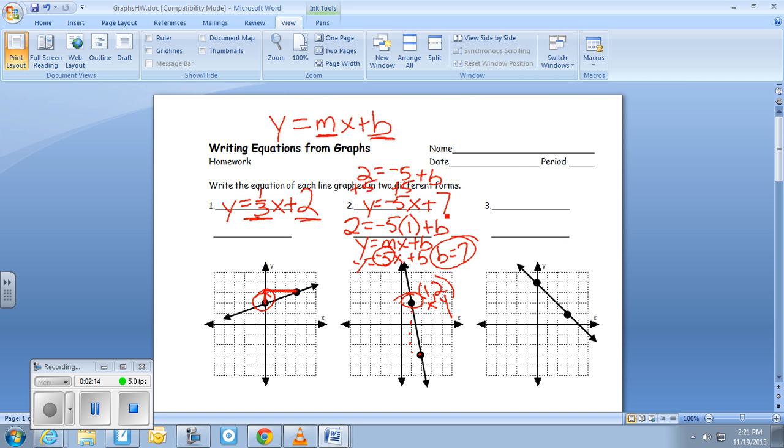Number 3, I know my y-intercept and I know my slope, rise over run. I know it's a negative slope. Going down 1, 2, 3, over 1, 2, 3. So 3 over 3 is 1. So negative 1x, 1, 2, 3, 4, plus 4 for my y-intercept. I can't rewrite it without the negative 1, so just a negative x plus 4.